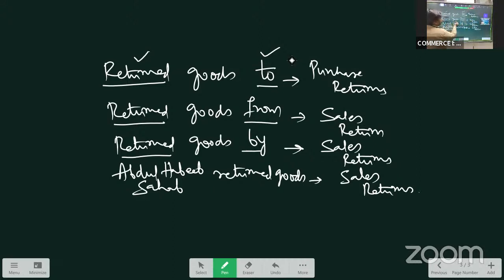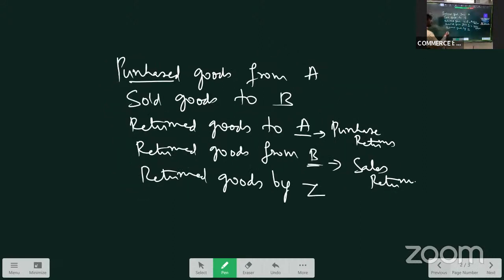If it is given as return goods from Abdul Habib Sahab, it becomes sales return. Return goods by Abdul Habib Sahab, it becomes sales return. If the name of the person is specified first, Abdul Habib Sahab, then it is given as return goods, even then it forms sales returns. Now let us check with this. Here it is given as return goods by Z. So here we have returns and here we have by. So it becomes sales returns.